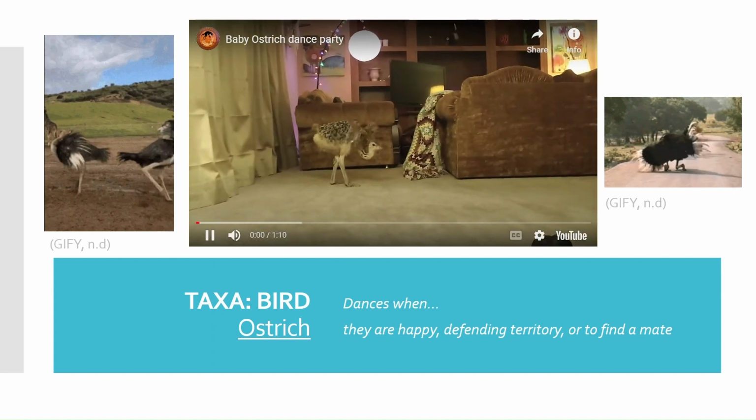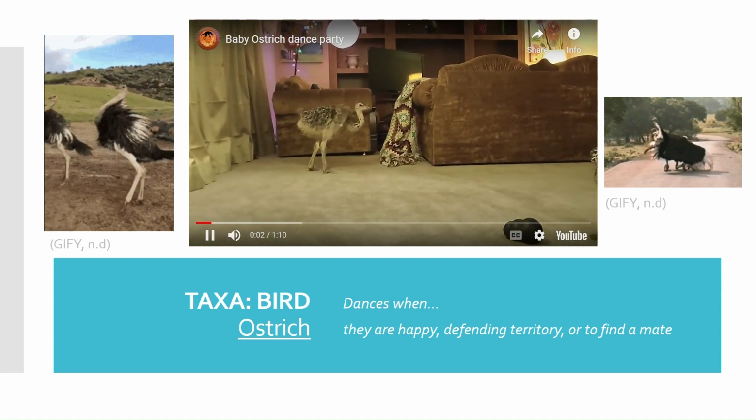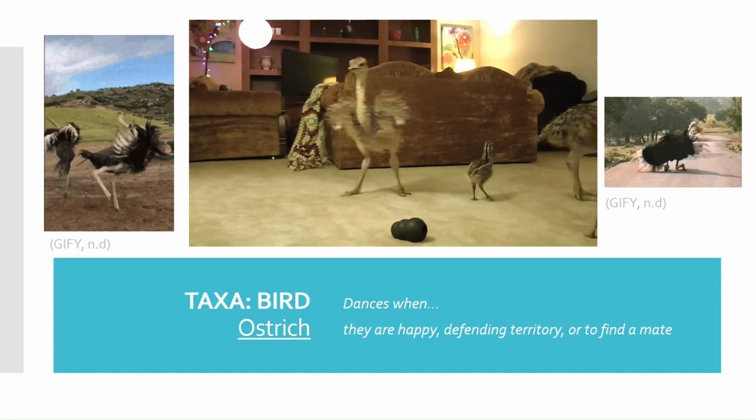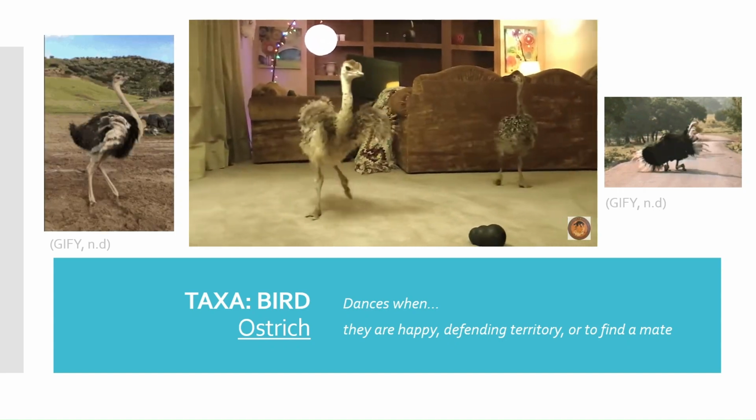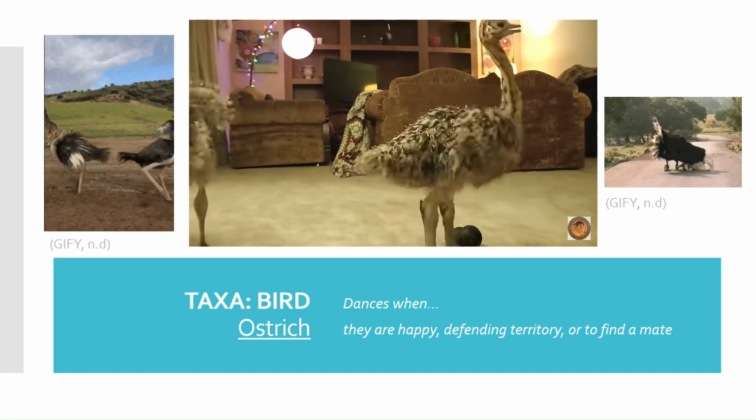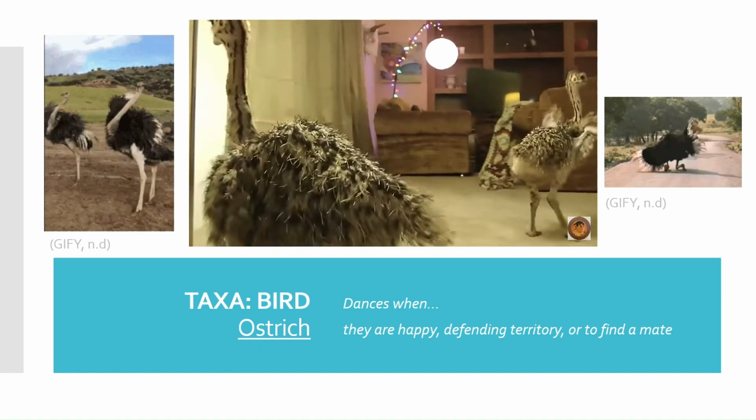Next, we have the ostrich. The ostrich is a part of the bird taxa. Ostriches have many reasons for dancing, but most notably for mating, defending territory, or even playing with other ostriches.